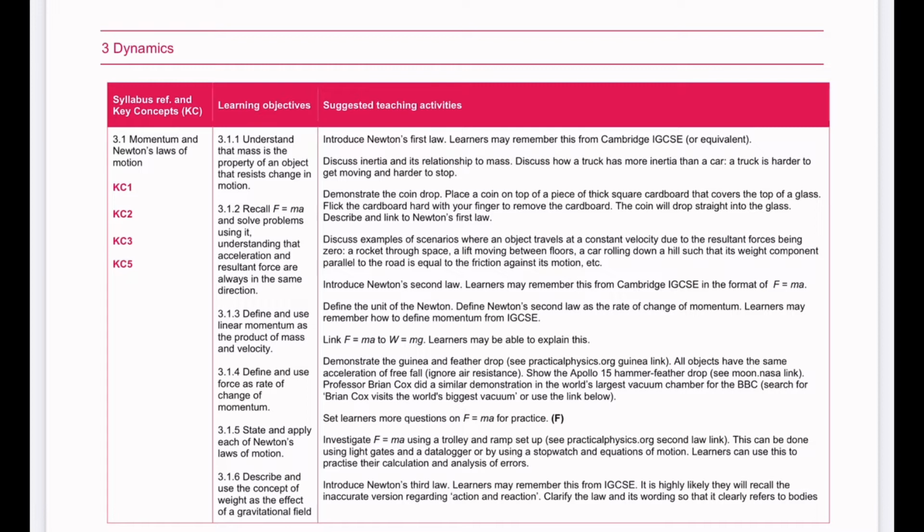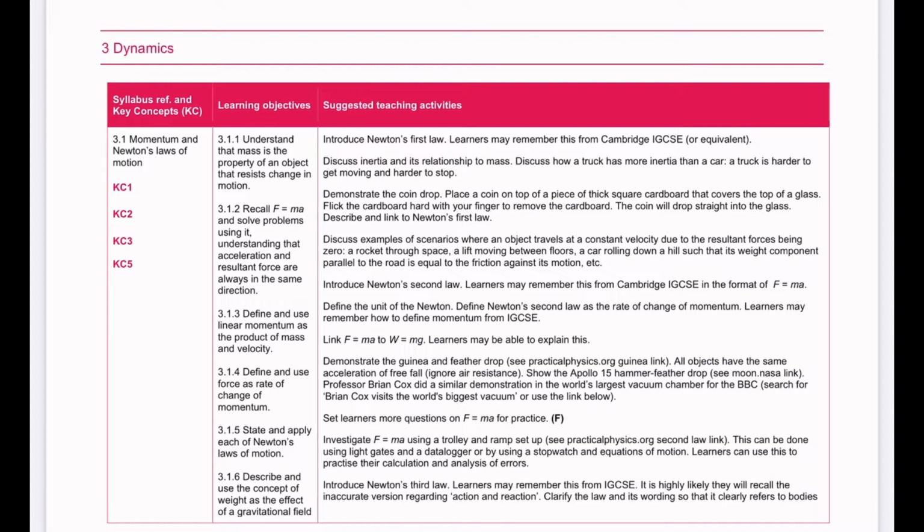Dynamics. The key concept: 3.1, momentum and Newton's laws of motion. The learning objectives: 3.1.1, understand that mass is the property of an object that resists change in motion. 3.1.2, recall force is equal to mass times acceleration and solve problems using it. Understand that acceleration and resultant force are always in the same direction.